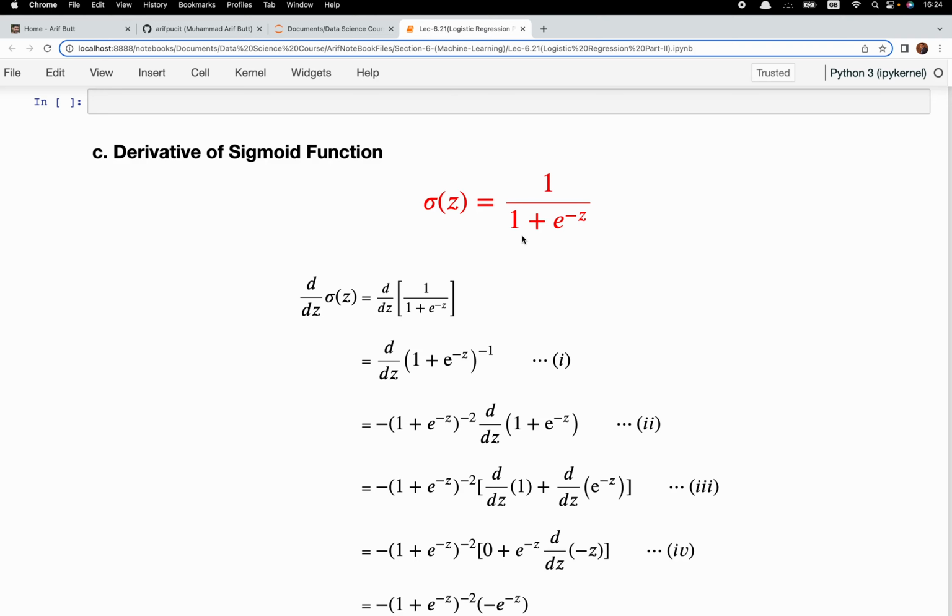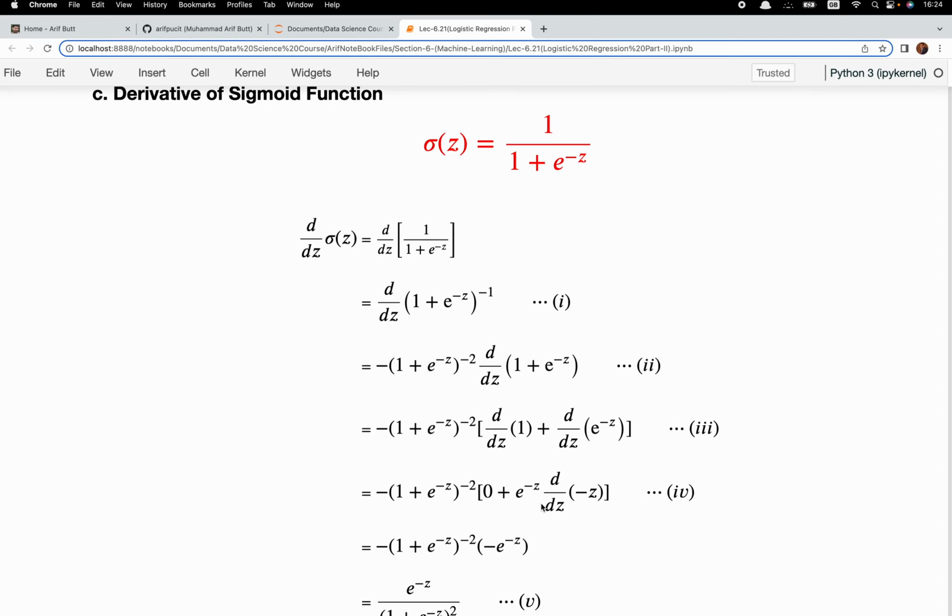Well, the sigmoid function is shown in red over here, which is equal to 1 over 1 plus e raised to the power of minus z. In equation 1, I am bringing the denominator up with the power of minus 1 now. Please keep following my mouse, which is hovering over these lines which I am describing. Then we apply the power rule of differentiation in equation 2. In this equation 3, we have applied the sum rule of differentiation.